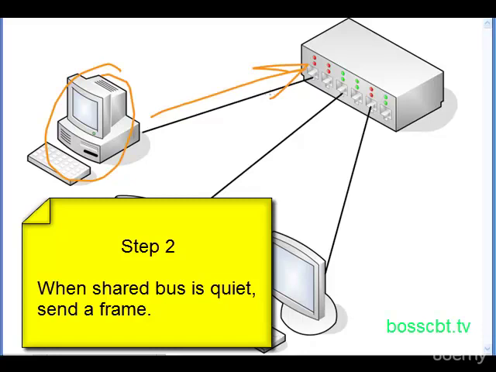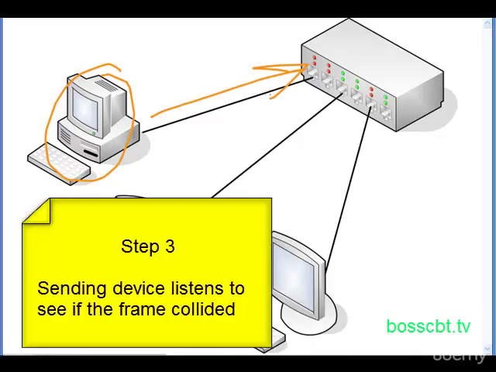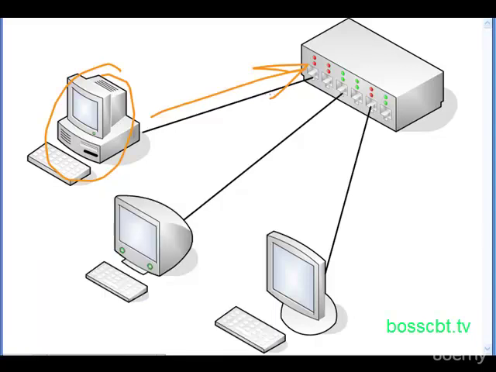And then what happens is our PC is going to hang out and listen to see if the frame collided with any other frames on the network. Now, even though it listened to make sure it was quiet before it sent, at the same time another PC could, in fact, have sent at the exact same time, or just a slight amount of time before it, so that there are actually two frames now on the shared bus. So our PC listens to see if a collision did in fact occur.